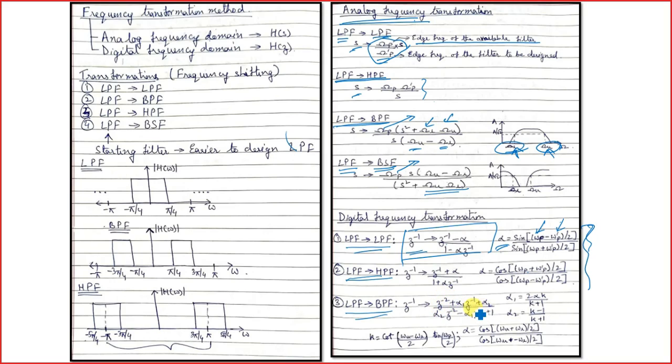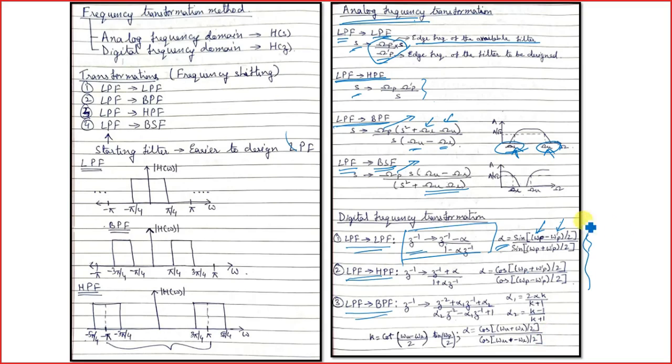Then low pass filter to band pass filter, Z inverse will be given by Z to the power minus 2 plus alpha 1 Z inverse plus alpha 2 divided by alpha 2 Z to the power minus 2 plus alpha 1 Z inverse plus 1, where alpha 1 is given by 2 alpha k divided by k plus 1 and alpha 2 is given by k minus 1 divided by k plus 1, and here k is given by cot of omega u minus omega L divided by 2 tan of omega p by 2, and alpha is given by cos of omega u plus omega L divided by 2 divided by cos of omega u minus omega L divided by 2.